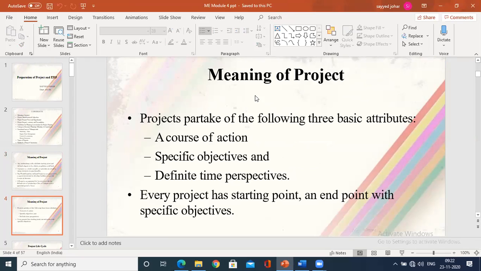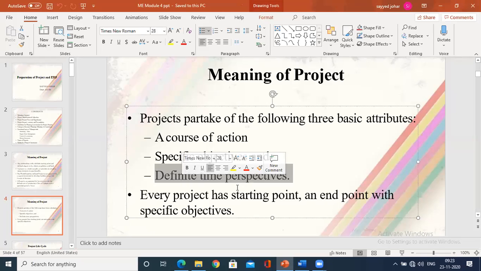understand what is the meaning of a project. A project partakes of the following three basic attributes. What are the basic attributes of a project? It has a course of action, specific objectives, and defined time perspectives. In the sense, we have a defined time period. So within a stipulated period, you have to complete this, and you have specific objectives for the project.